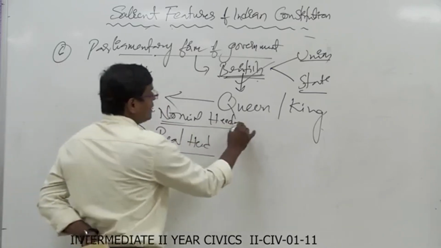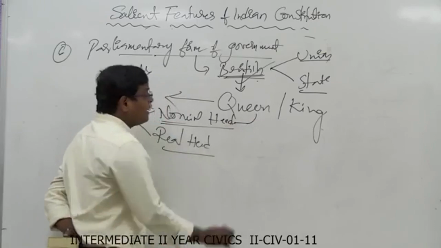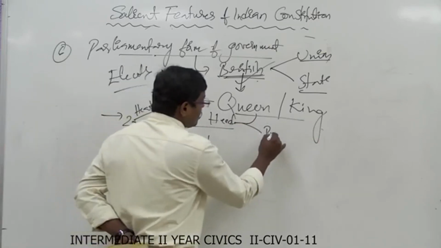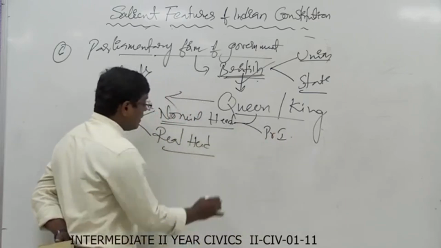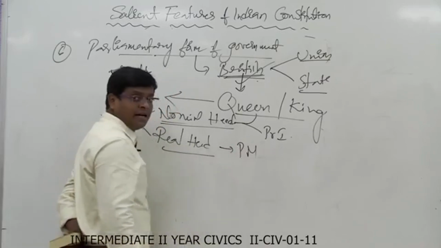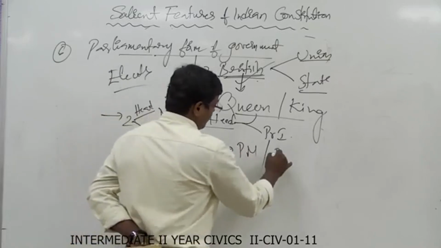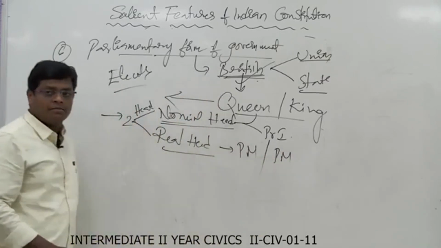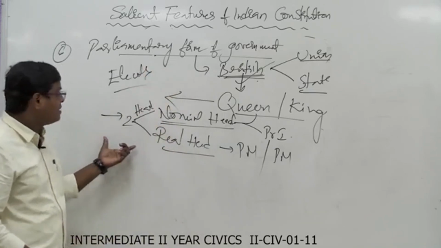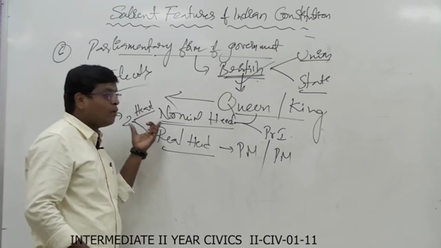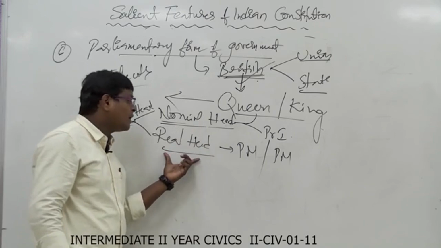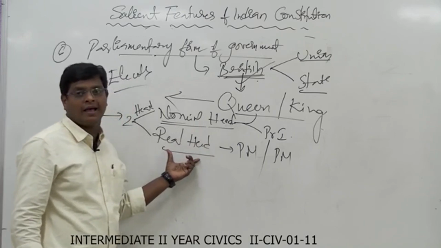Who is the nominal head? In England, the Queen or King. In India, the President of India. Whereas the real head in England is the Prime Minister of Britain, and in India, the Prime Minister of India. That means the parliamentary form of government has the feature of two heads. One is the head of the nation, that is the nominal head. Another is the head of the government, the real head.